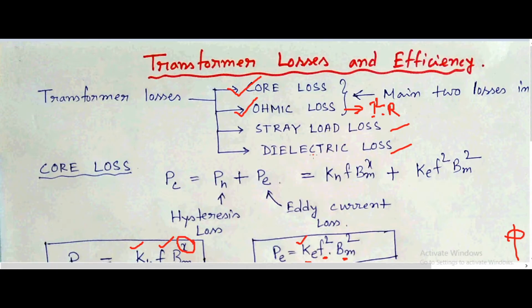Stray load loss is present in a transformer. Due to the leakage field, eddy current is induced in the tank, channels and bolts, and this eddy current gives rise to stray load loss. Also the dielectric loss occurs in the insulating material, that is the transformer oil and the solid insulation of the high voltage transformer. So this is all about the losses, and in the next slides we will discuss the efficiency.